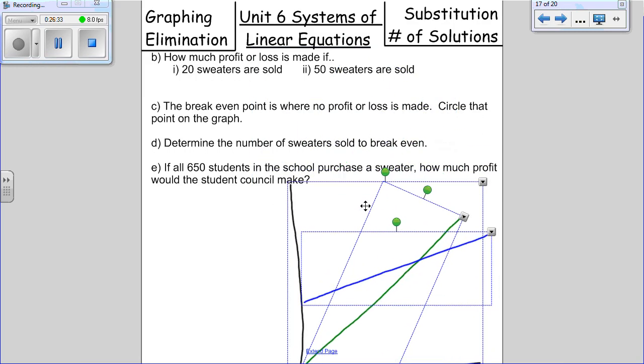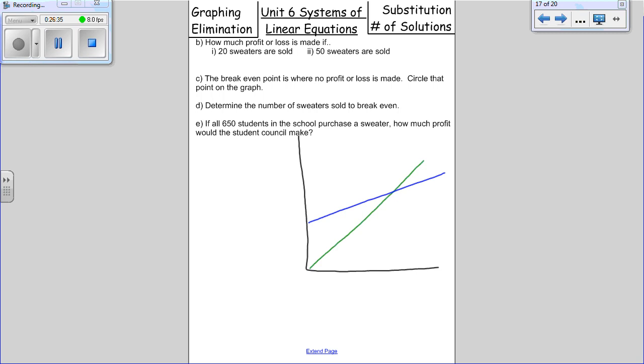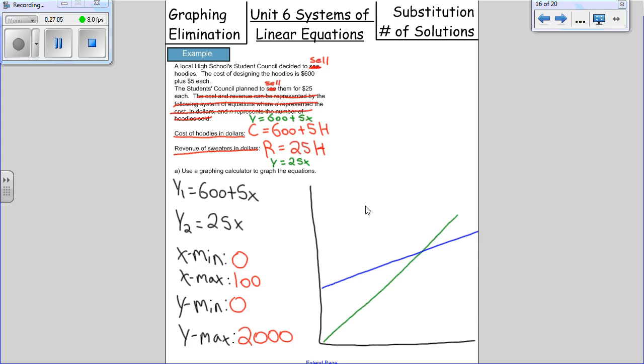B, how much profit or loss is made if 20 sweaters are sold, 50 sweaters are sold? That you could do with your graph, but we wouldn't because that's way too much work. That means you're going to go back into your formulas and you're going to calculate what happens if you sell 20 sweaters. So if I sell 20 sweaters, hoodies. Hoodies, sweaters, same thing. Hoodie is a sweater, sweater is not a hoodie. All boys are humans, but not all humans are boys. Logic.